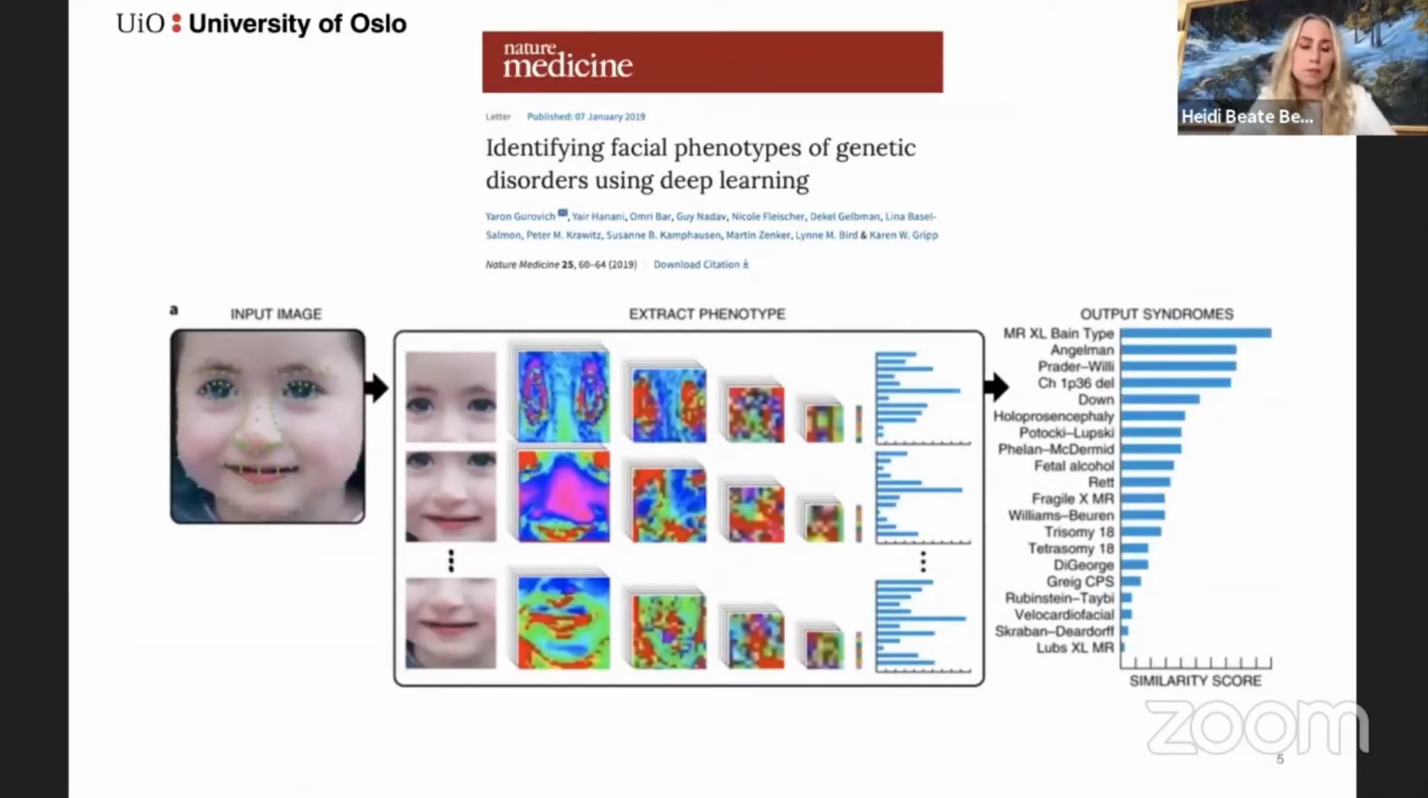The sister article explains the algorithm. So it works in this way: a new input image is pre-processed to achieve face detection, landmark detection, and alignment. After pre-processing, the input image is cropped into facial regions, and each region is fed into a deep convolutional neural network to obtain a softmax vector that indicates its correspondence to each syndrome in the model. Then the output vectors of all regional DCNNs are aggregated and sorted to obtain the final ranked list of genetic syndromes. So the histogram you see on the right side represents the output syndromes sorted by the aggregated similarity score.